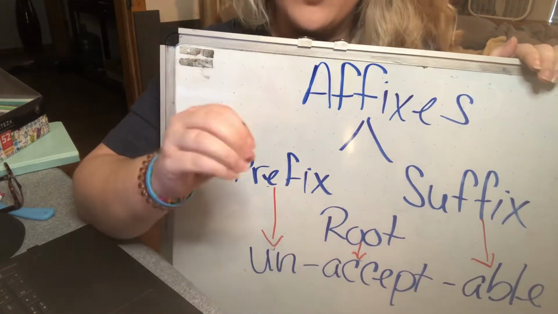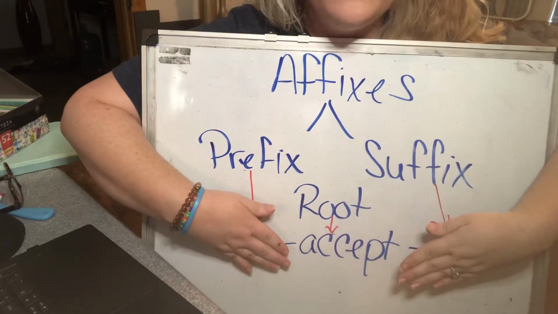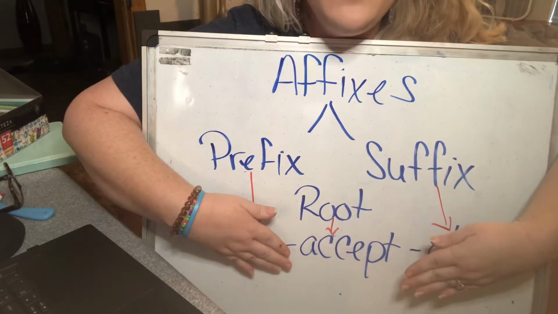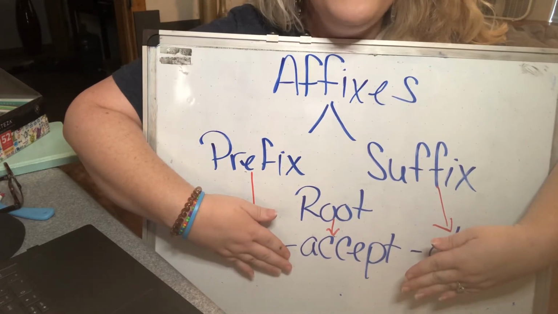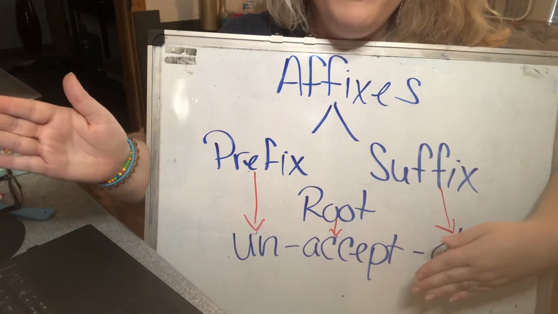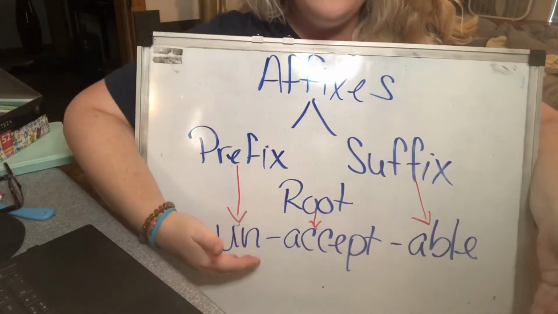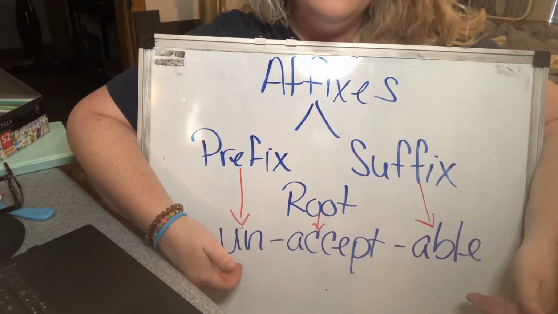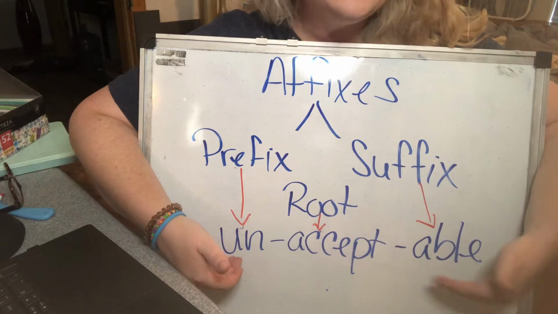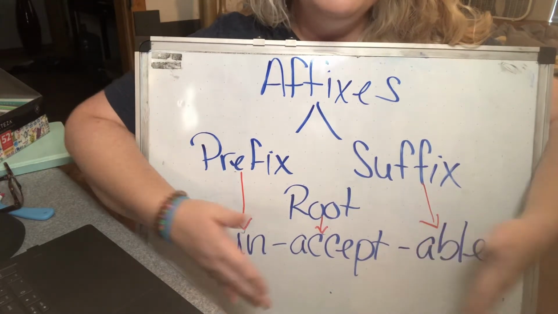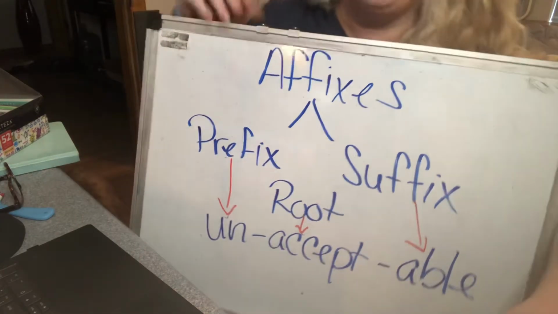So let's look at this example. My root word is accept. My word is accept before I do anything to it. It has one meaning. But if I put a prefix on it, it changes, right? If I put a suffix on it, unacceptable. What does the prefix un mean? Remember, it means not, right? It's not acceptable. I'm not changing that root word. I'm just adding a prefix or I'm adding a suffix.